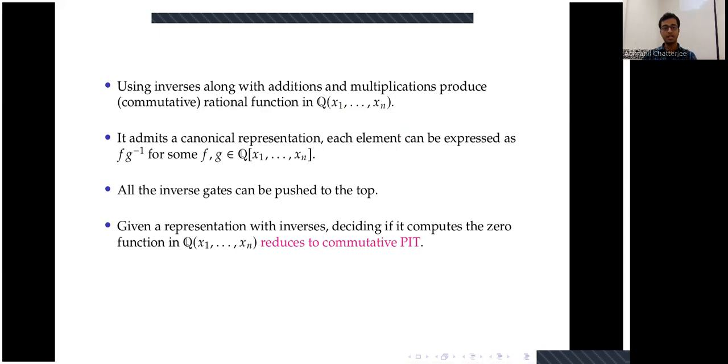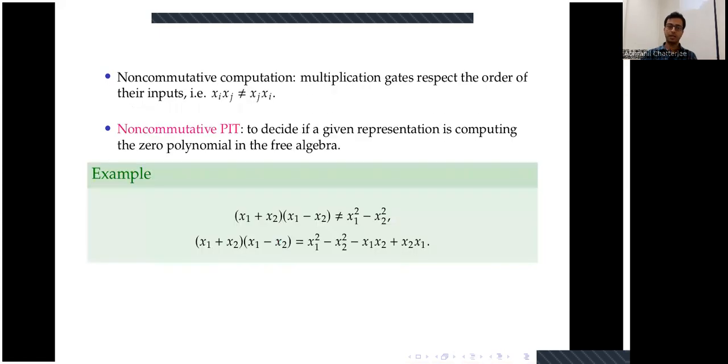You can think of it as there being only one inverse gate in your circuit, and that is at the top of the circuit. And so if you are given a rational function and you want to check whether it is computing 0 in the function field or not, you can just reduce it to commutative PIT, as you know that it will be of the form f by g, and you will do PIT for f and g. Okay. So now we'll study one more restricted model of arithmetic computation, which is called non-commutative computation.